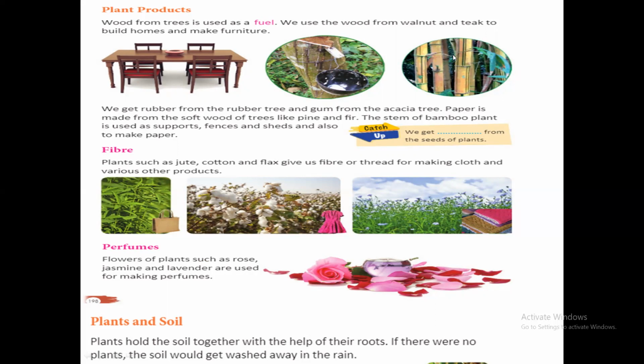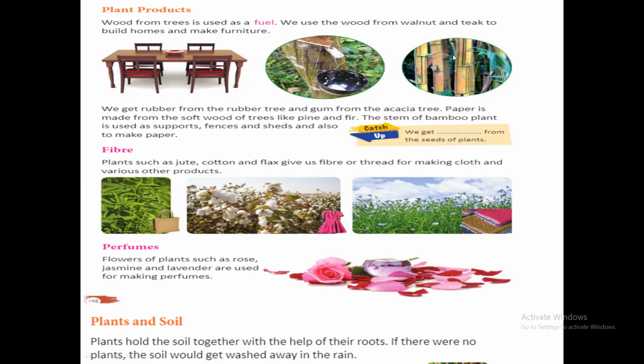Next one is fiber. So children, as we know, jute, cotton, flax give us fiber. From the cotton we make cotton products. From the jute we make jute products. Okay, now perfumes. As we all are aware of perfume and we love perfume, right? So flowers of such plants which have very good fragrance, for example jasmine, lavender and rose, are used as perfumes.